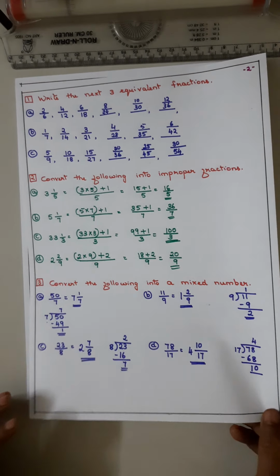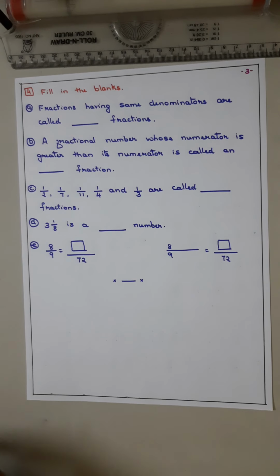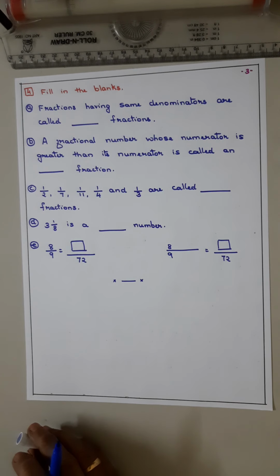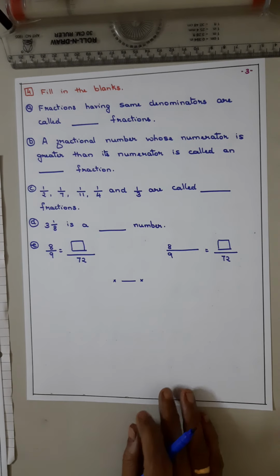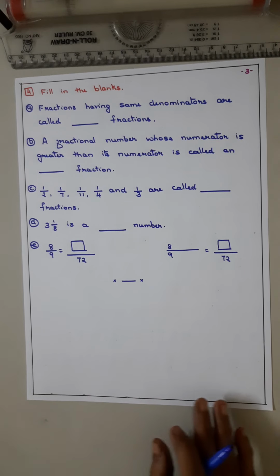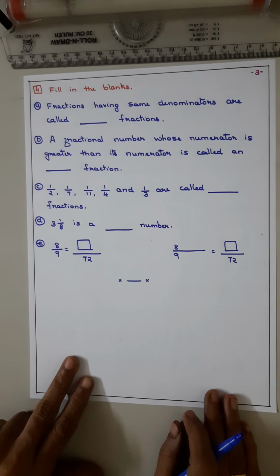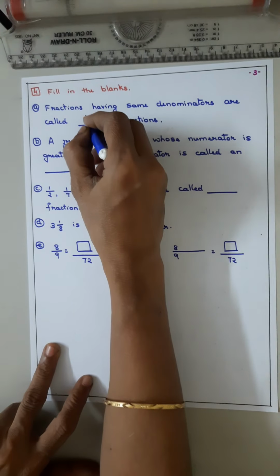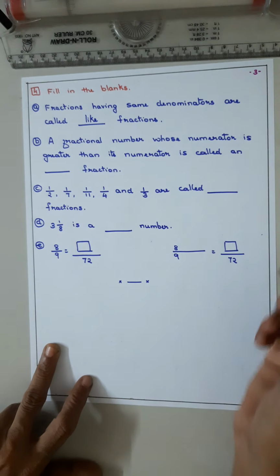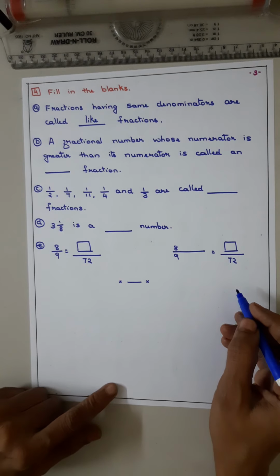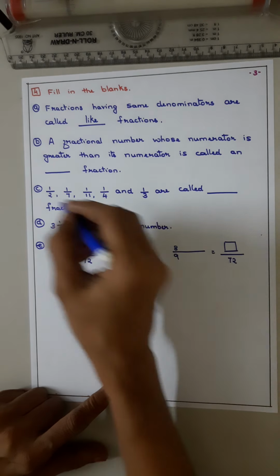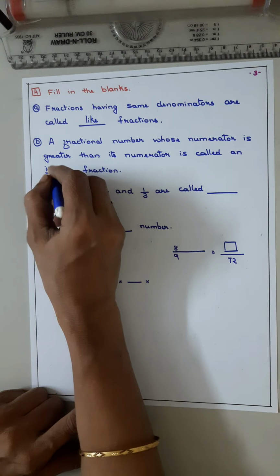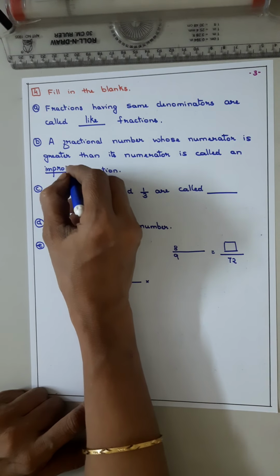Is it okay? Now coming to the fourth question, it is fill in the blanks. Fractions having the same denominators are called, what do you say? Like fractions. Isn't it? Same denominator, so like fractions. A fractional number whose numerator is greater than the denominator: what will you tell? Improper fraction.